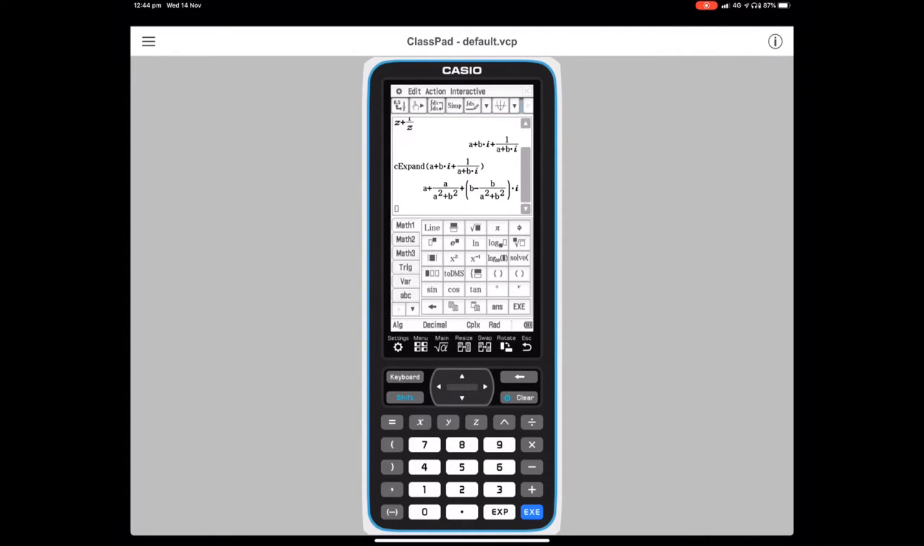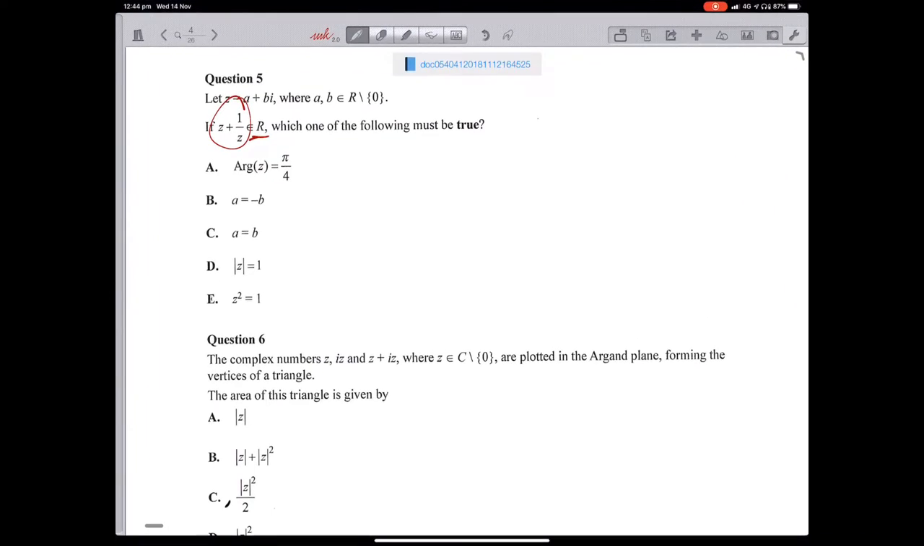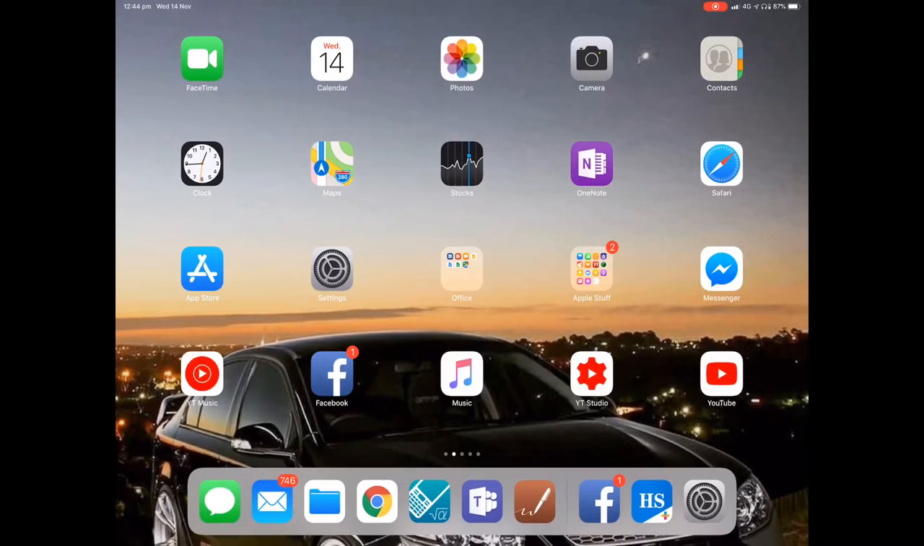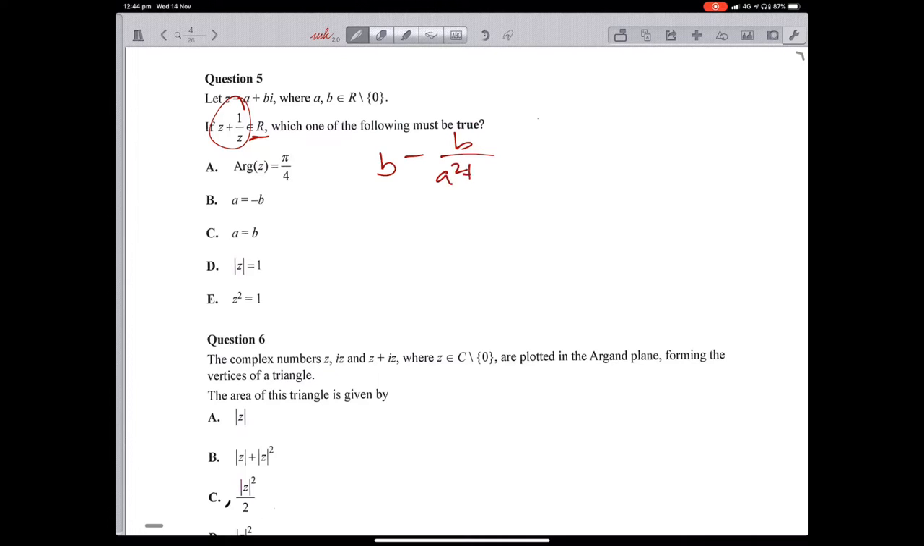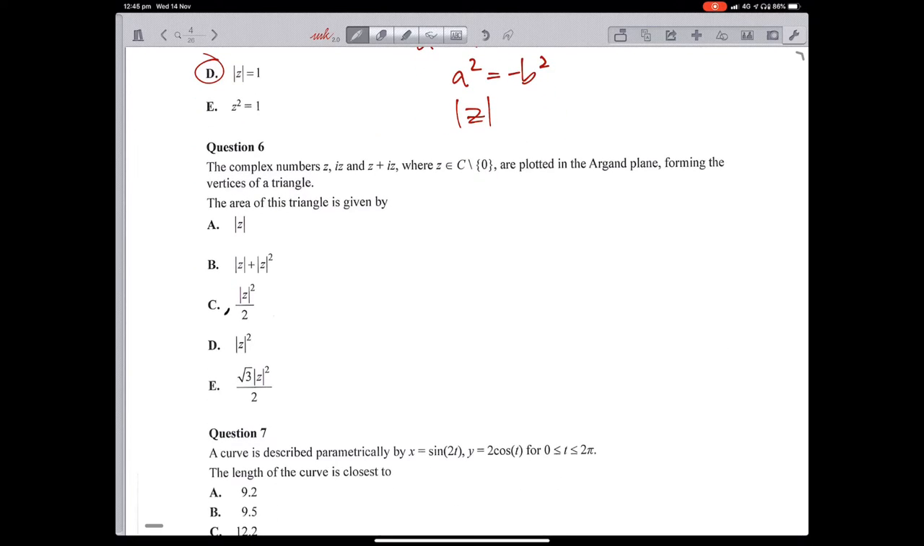We want our imaginary part to be 0. So b minus b on a squared plus b squared has to equal 0. So this has to equal 0. That has to equal 1, because b minus b is 0. So a squared plus b squared is equal to 1. So the magnitude of these must equal 1. Magnitude of z must equal 1.